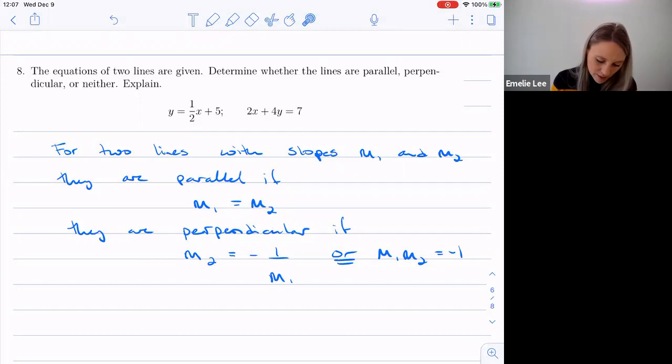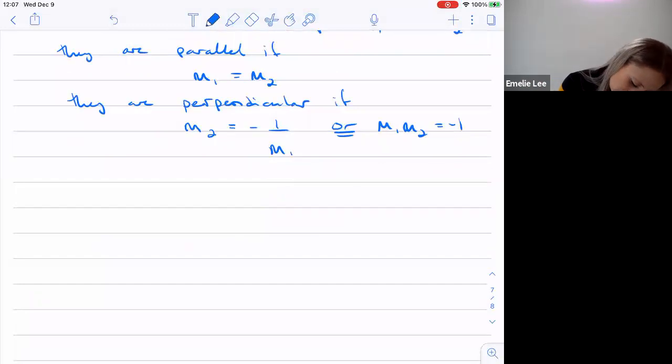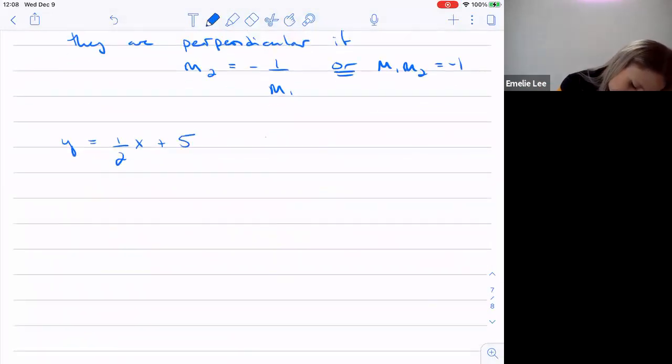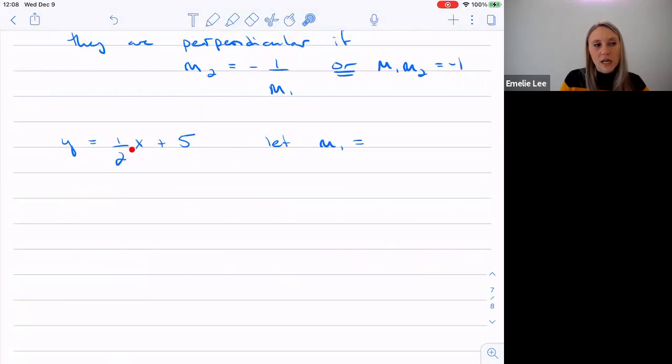So what I'm going to do is find the slope of this guy here. So for y equals 1/2 x plus 5, I'm going to say let m1 be the slope of this thing, right? The slope is always attached to the x once I've simplified as much as possible. So here, m1 is 1 over 2.